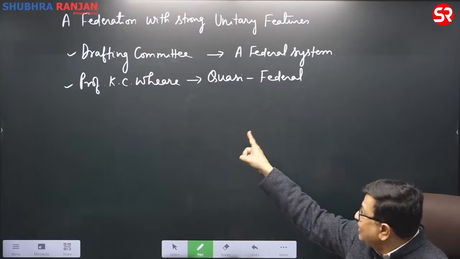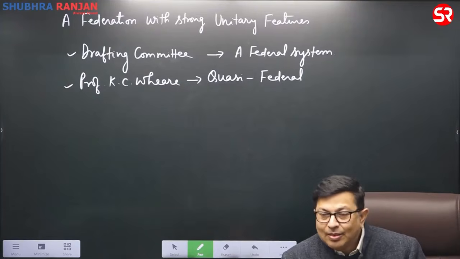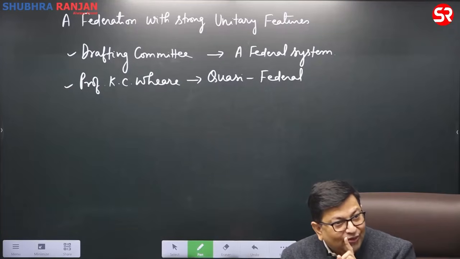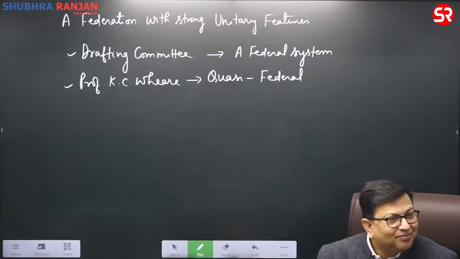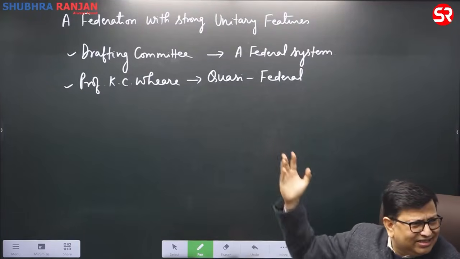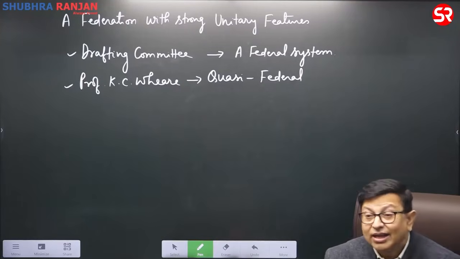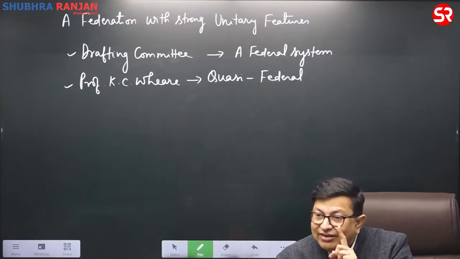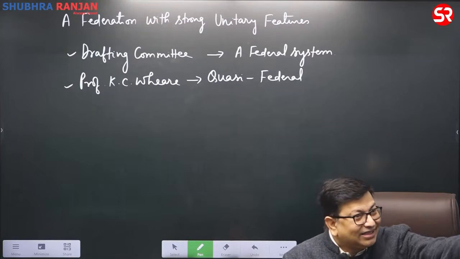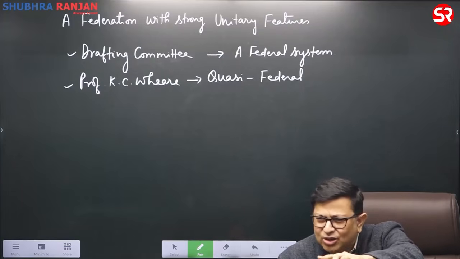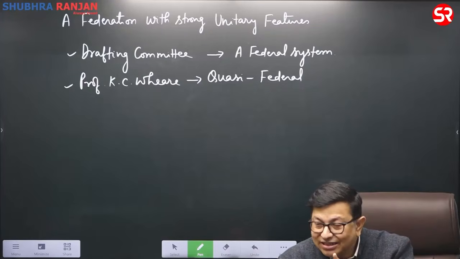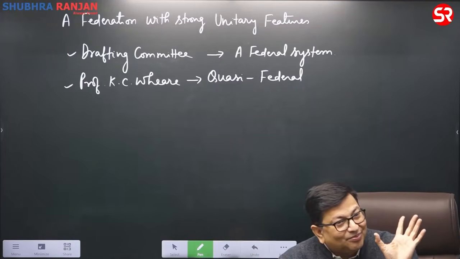Now, coming to Professor K.C. Wheare, quasi-federal. Here you see that those who feel that India is not a truly federal country have termed it as quasi-federal, a federation with strong unitary biasness. These nomenclatures have been used. Why? Because such scholars have taken into consideration America as the role model. These are the features in America. This is not the feature in your country. So your country is not a truly federal system. America has been taken as a truly federal system.